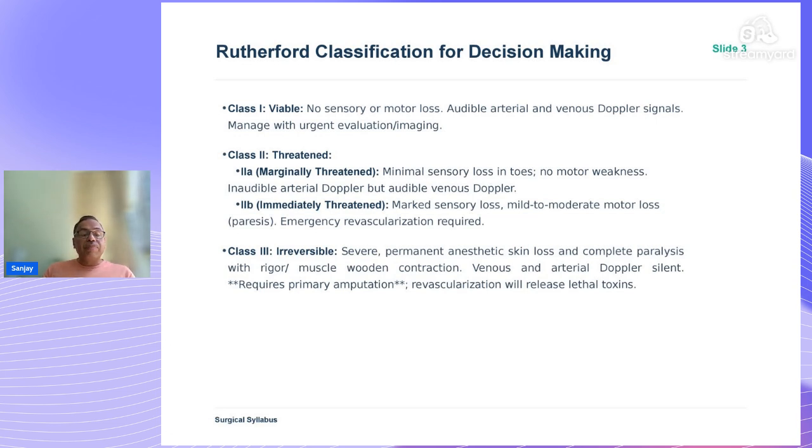And what is the importance of this Rutherford classification? It would help you in formulating decision making and a treatment plan, what is to be done in a case according to the Rutherford class. So, class 1 Rutherford in acute limb ischemia, the limb is still viable. That is the most important thing. That means there is no sensory or motor loss in the affected limb. There are audible arterial and venous Doppler signals present on color Doppler.